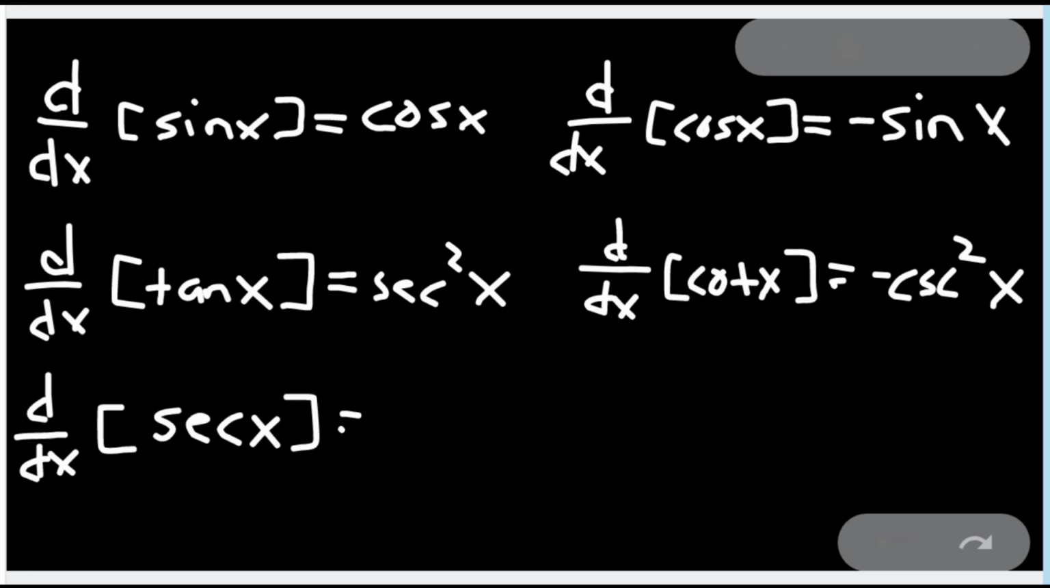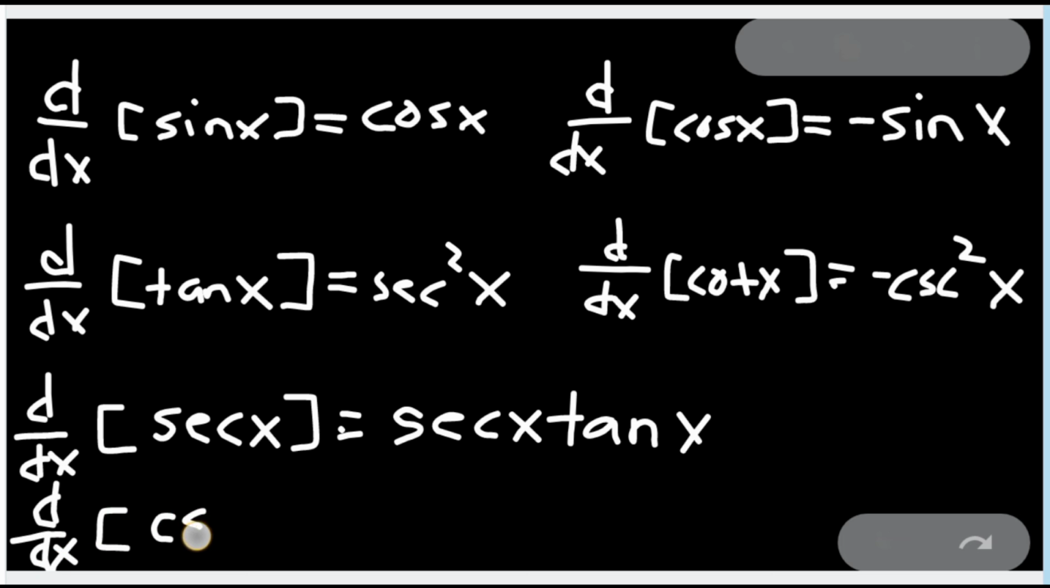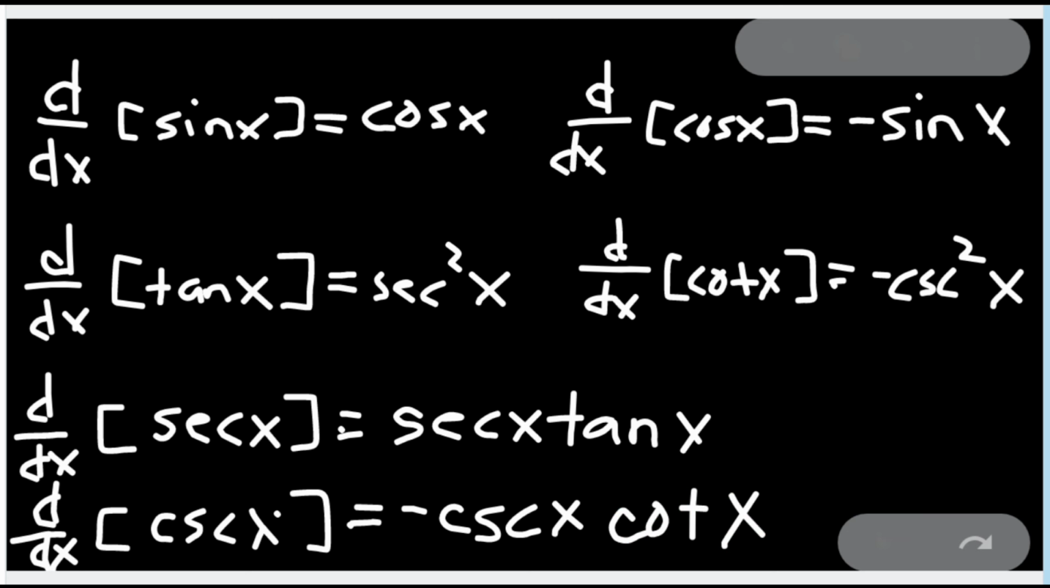is equal to secant x tan x, and the derivative of cosecant x is equal to negative cosecant x cotangent x. So that is the rule. And I want you to focus on this idea. All trigonometric functions that start with the letter C, cosine x, cotangent x, and cosecant x, all have negative derivatives. So, negative sine x, negative cosecant squared x, and negative cosecant x times cotangent x. So, that is some trivia or hints for you.